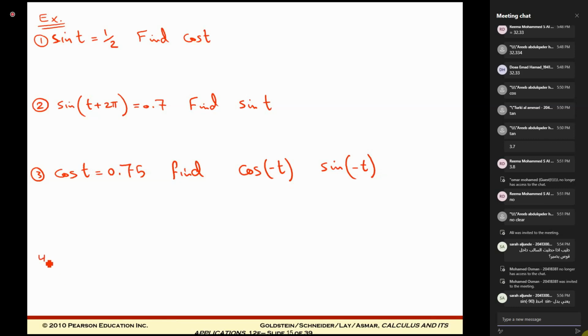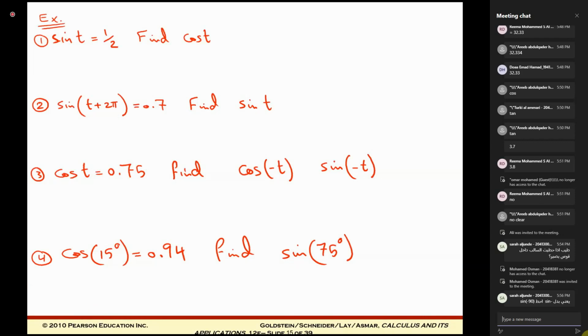Number 4: cosine 15 degree equal 0.94, find sine 75 degree.